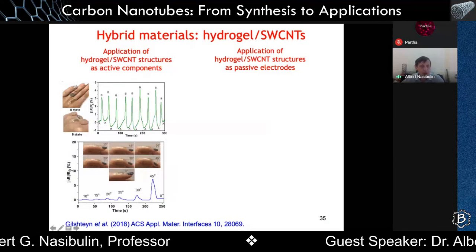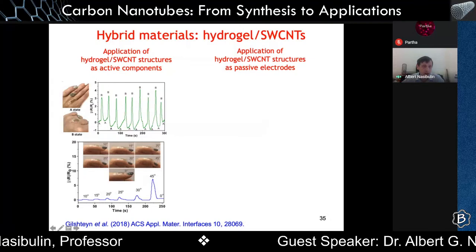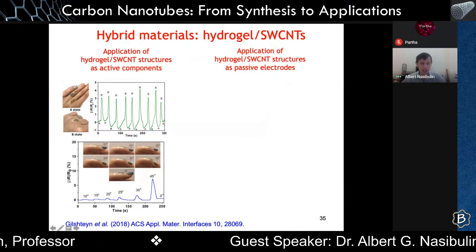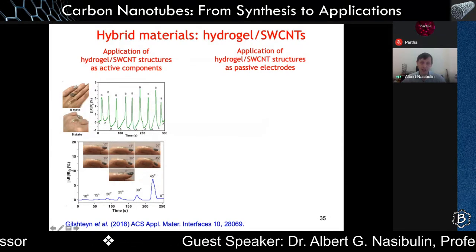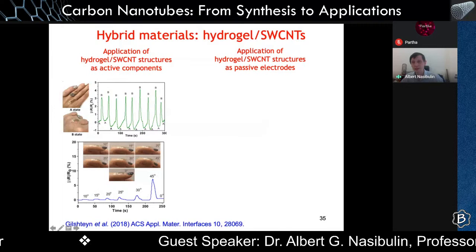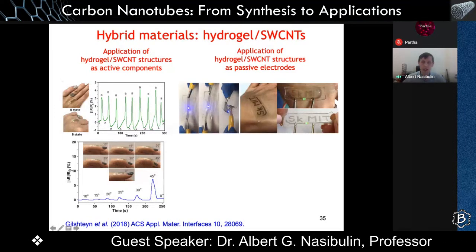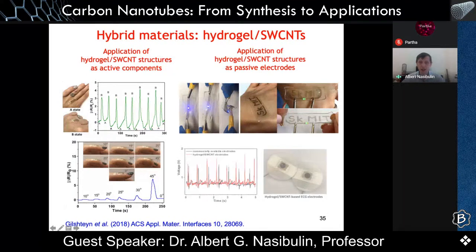Therefore, we could propose a different application as an active component. When you deposit them on a finger and bend your finger, you see that the current changes. So it is a highly sensitive device. At the same time, you could utilize it as a passive electrode, which is sometimes needed for certain applications. So the current goes through, but it is quite stable.